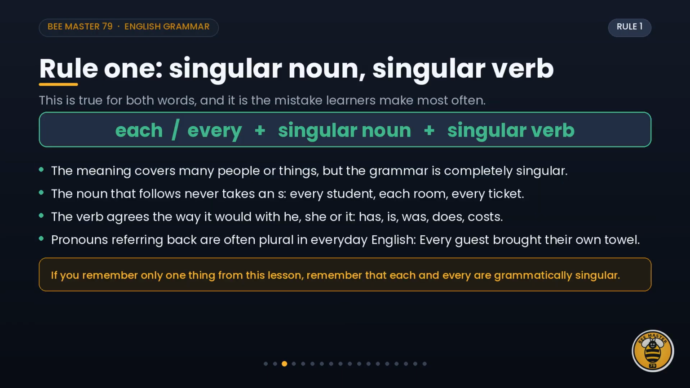Rule 1 applies to both words equally. Each and every are always followed by a singular noun and a singular verb. Each room has a private bathroom. Every ticket costs £20. Room, not rooms. Ticket, not tickets. Has, not have. Costs, not cost. The meaning covers many things, but the grammar behaves as though there were only one. This is the single most common mistake with these 2 words, so it is worth overlearning.